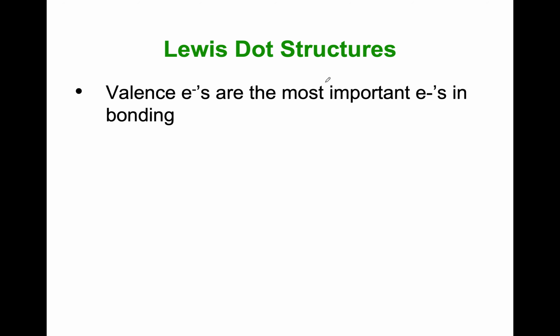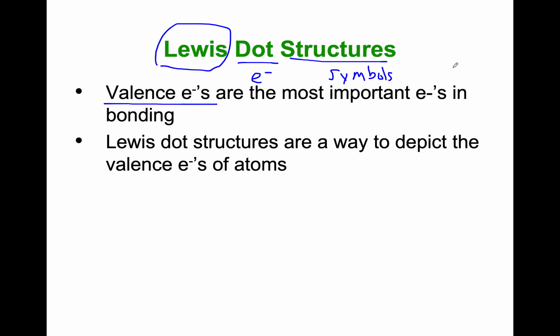So Lewis dot structures. What we're going to do is talk about Lewis, as I mentioned, and we're going to see dots are going to represent electrons, and I'm going to really emphasize the difference between structures and symbols. Your book doesn't really do this, but I like to emphasize that there's a difference. So I'll talk about how that relates to what we're going to do. But for sure, it's all about the valence electrons. And this Lewis dot is representing those valence electrons for atoms.